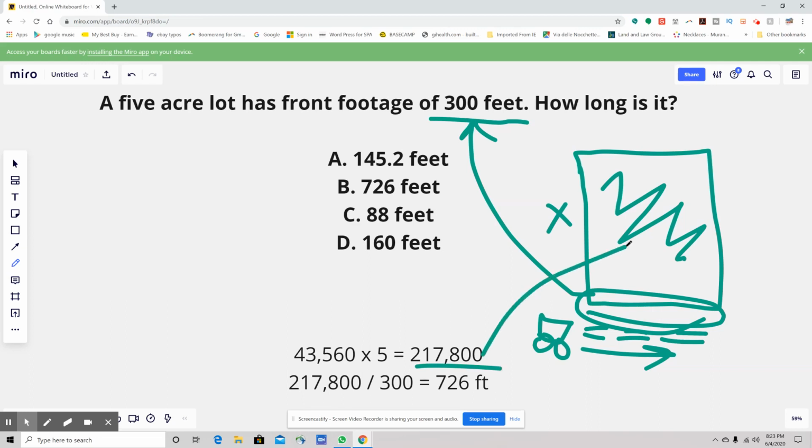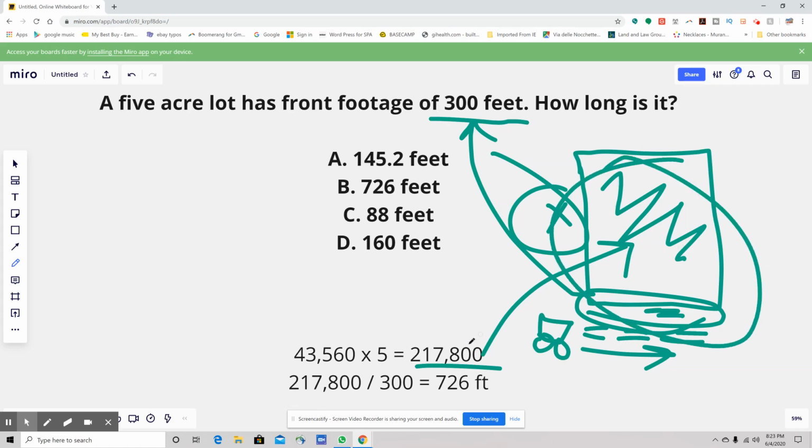217,800, and that is the area of our lot. So we now know the total area, which is this number that we don't know, multiplied by this number, which is 300. What we're going to do then is divide this by the known frontage, and we get the lot depth, which is going to be 726 feet, also known as how long is it.